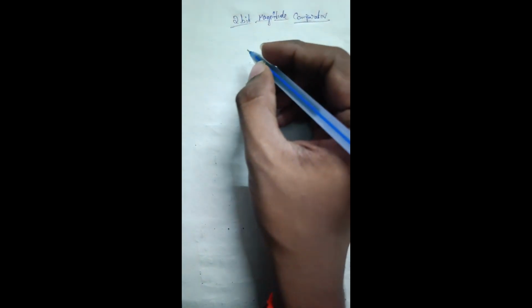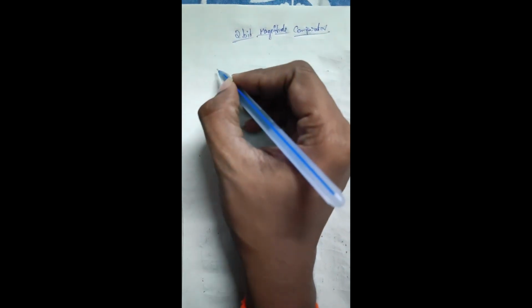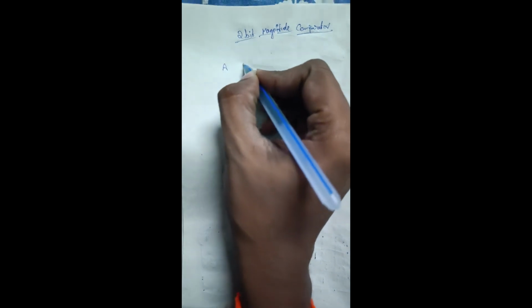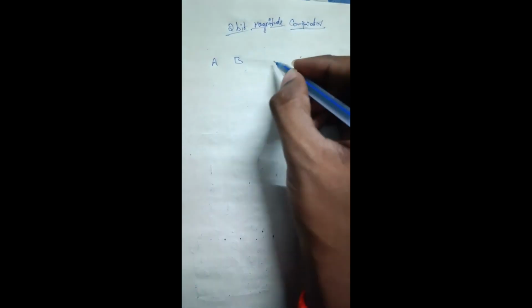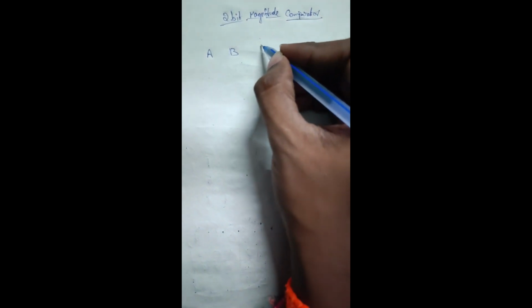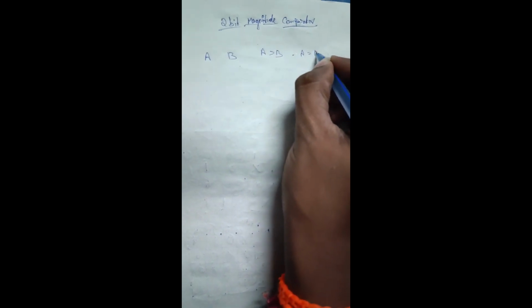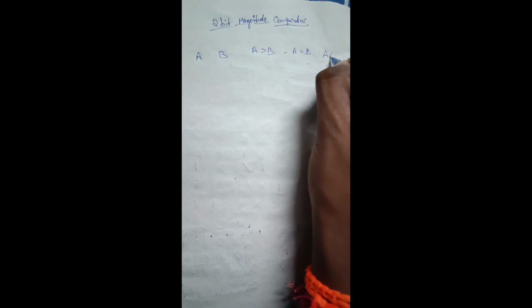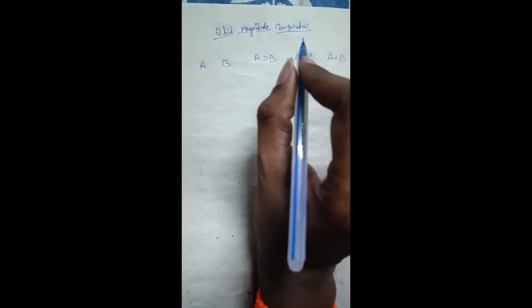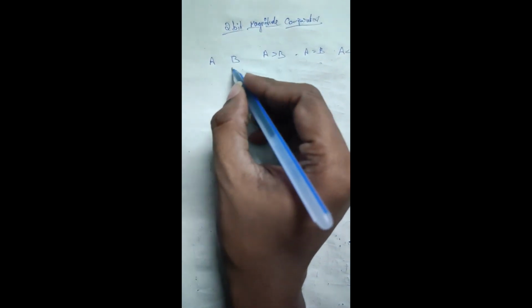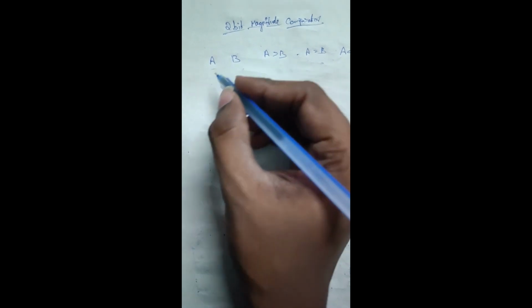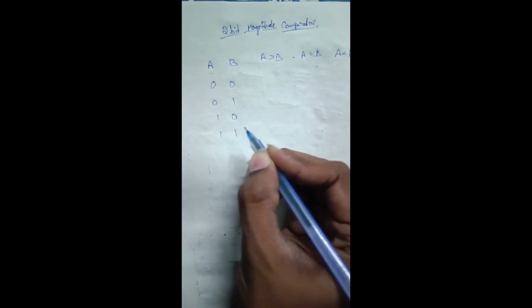So the 2-bit magnitude comparator is nothing but, let us construct the truth table for this first. So here we have 2 bits, A and B, and what are the outputs? A greater than B, A equal to B, and A less than B. So these three are possible for the magnitude comparator. For 2 inputs, what are the possible combinations? 00, 01, 10, 11, right?